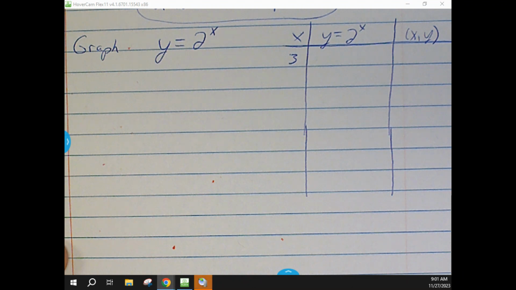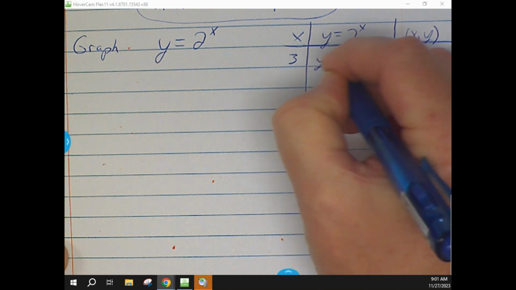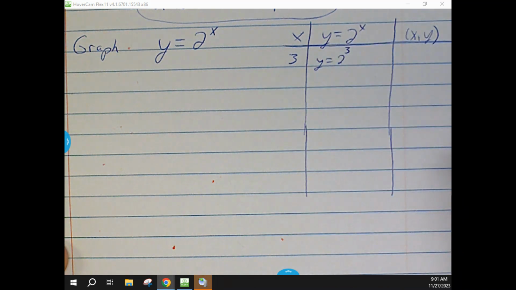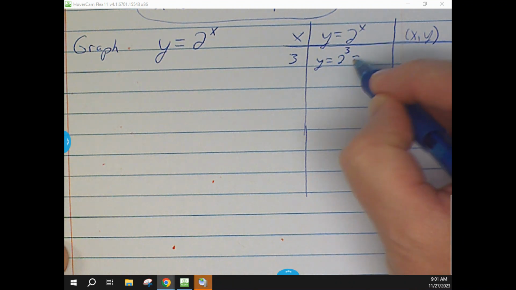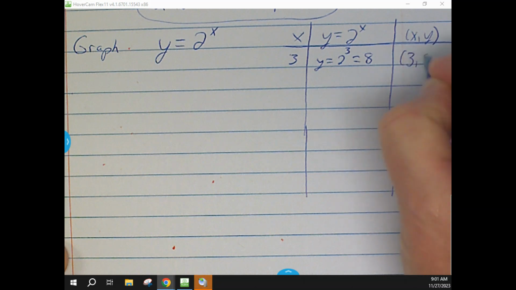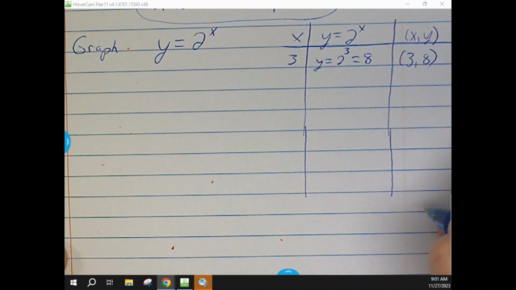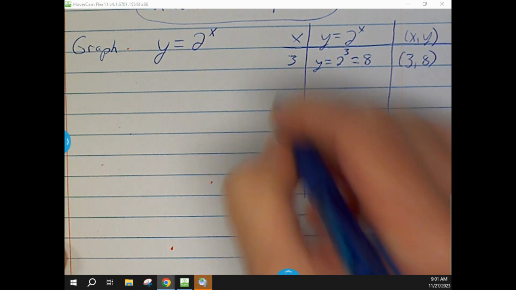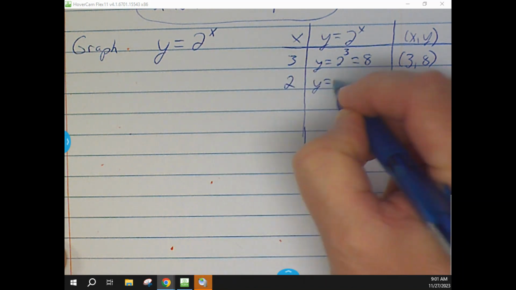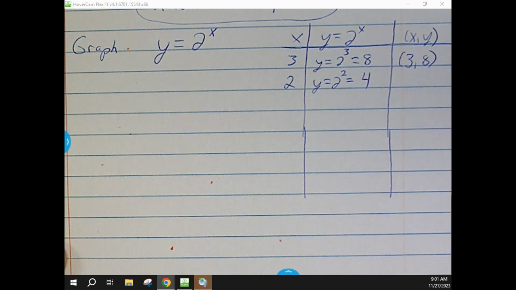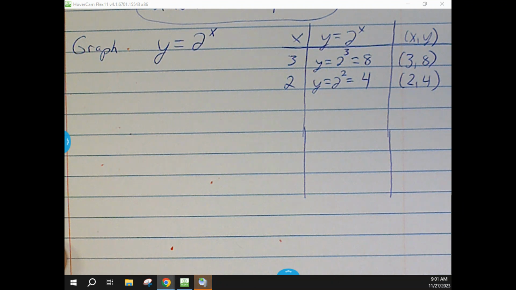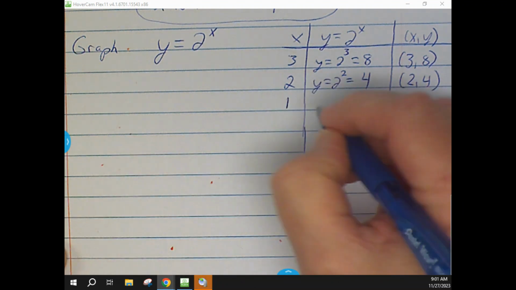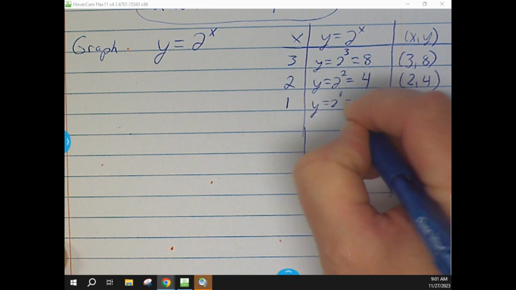Okay, so we're going to start at the third power, and then we'll work our way down from there. If we do y equals 2 to the third power, 2 times 2 is 4, 4 times 2 is 8. So as an ordered pair, that would be 3, 8. If x is 2, that's 2 squared, which is 4. So it puts it at 2, 4. To the first power, well, that's just 2.